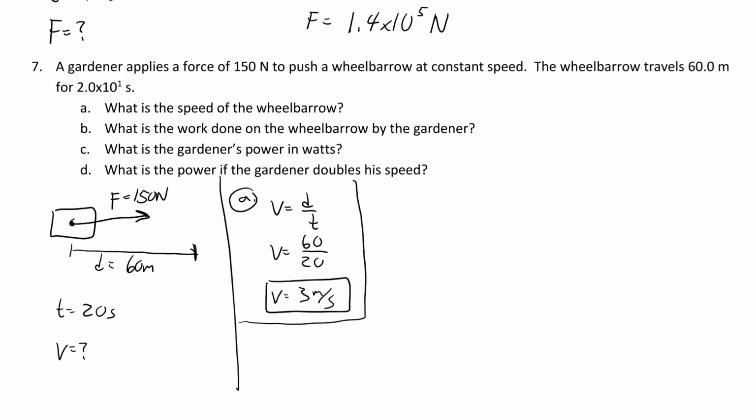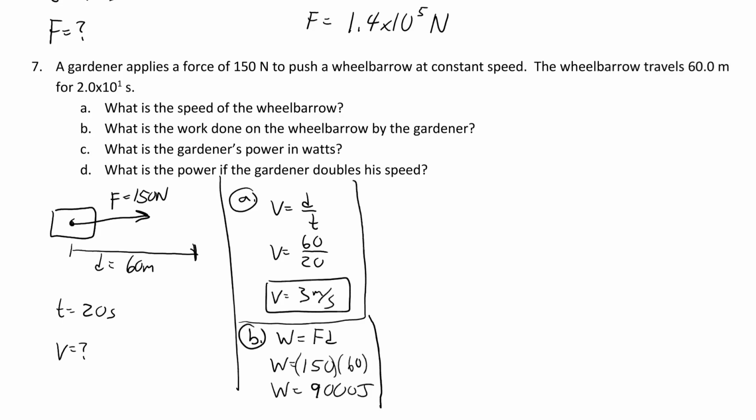B says, what is the work done on the wheelbarrow by the gardener? So now that we know the velocity and the time, we could use W equals FVT, or we could just do W is equal to FD, because they give you the force is 150 newtons. They give you the distance is 60 meters. So either one will work fine. And you get 9,000 joules of energy. All right, 9,000 joules of work.